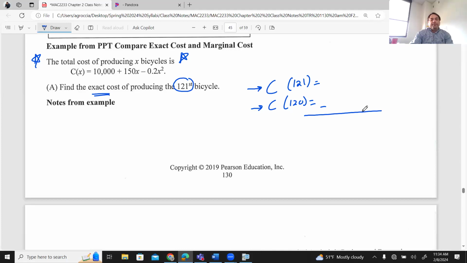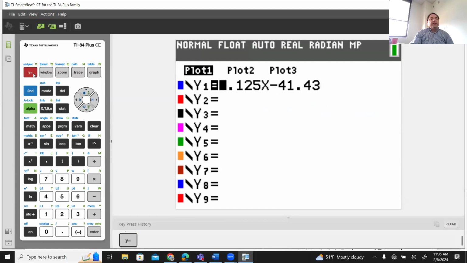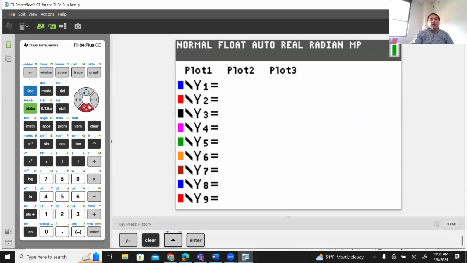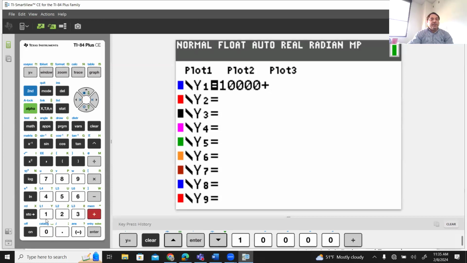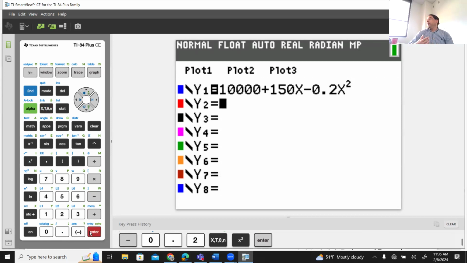So I'm going to go to the calculator. I'm going to go to y equals, and a good habit is to make sure you have a clean calculator. So nothing in y1. Notice I have the plot highlighted, so I'm going to go up to it, hit enter, make sure that all your plots are off, nothing in y1, nothing in y2. And then in y1, I put 10,000 plus 150x minus 0.2x squared.